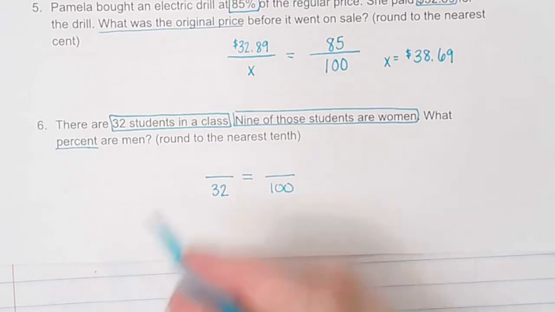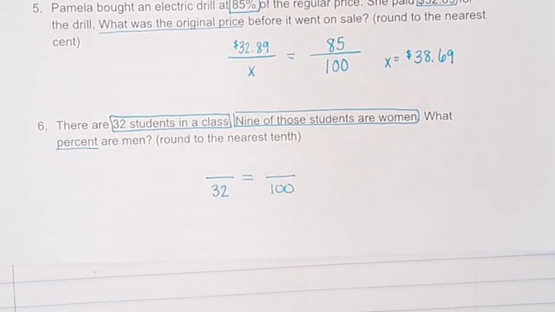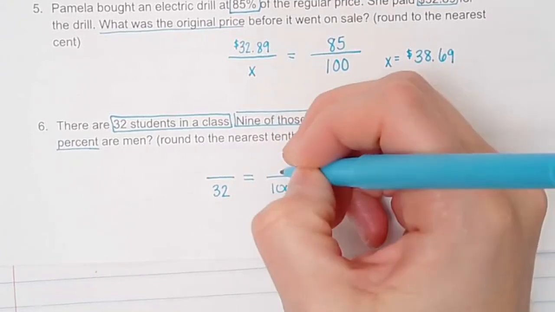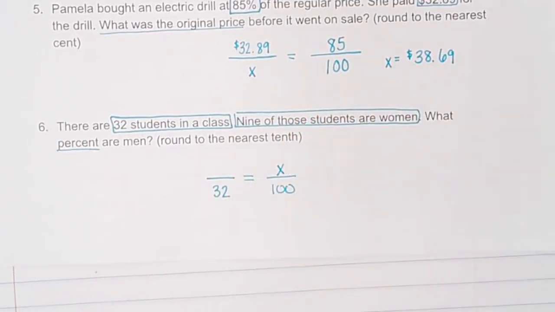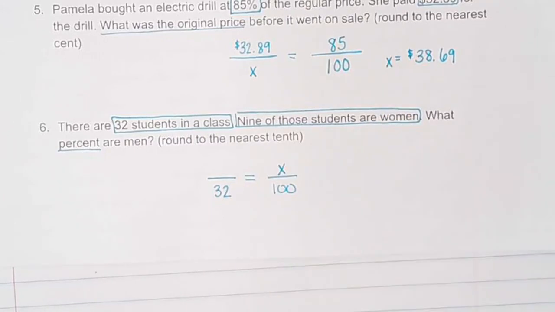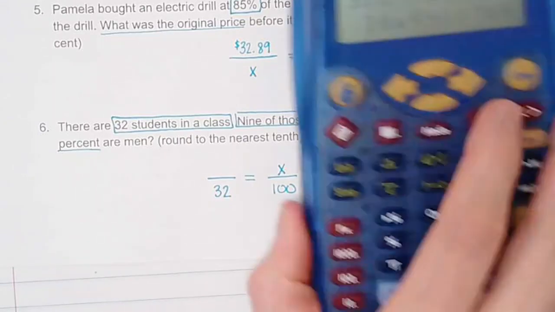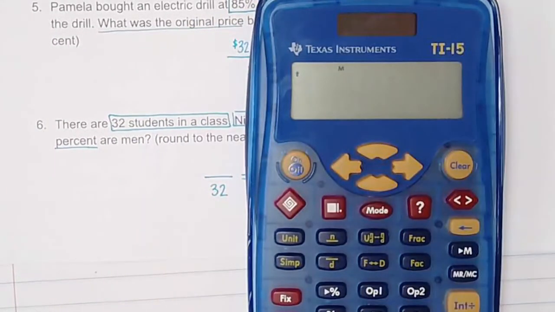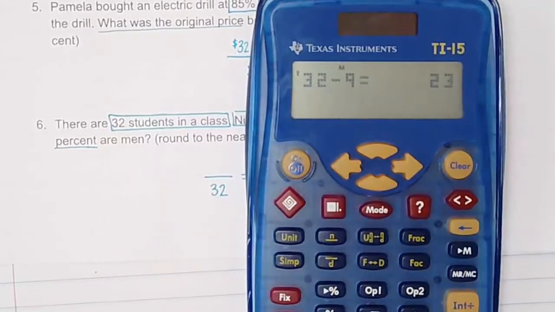Then what percent are men? So I'm obviously missing the percent. The percent is what I'm looking for. I don't want to put a 9 right here because that 9 is talking about women. But the question is asking about men. Okay? So you have to know that you're going to have to subtract. So if there's 32 people total in the class, 9 of them are women. That means that 23 of them are men. 23 would go right here, because that's how many are men.